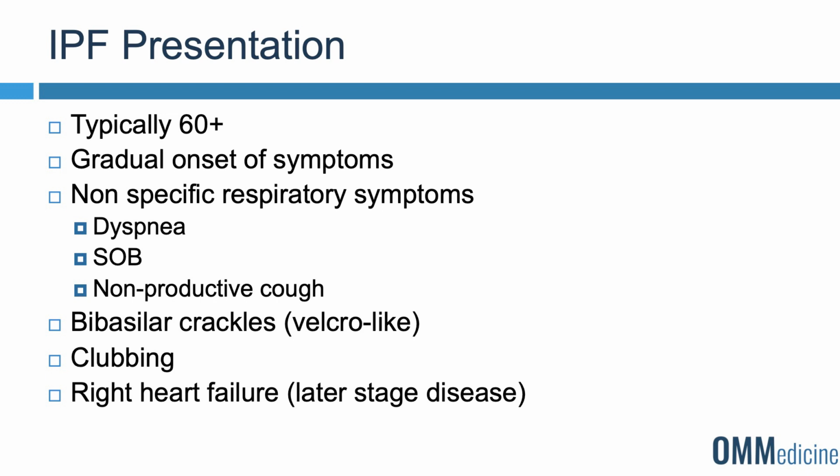And you can also see clubbing of the fingers from hypoxia, as well as right heart failure in later-stage IPF patients, because all of that fibrosis and scarring of the lungs will cause an increased afterload on the right side of the heart, and therefore the right side of the heart has to pump harder, and it can cause an eventual right-sided heart failure.